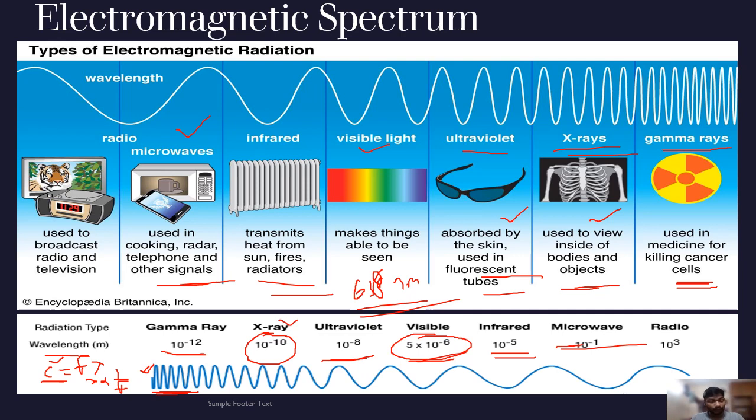And why it is used for broadcasting, that is important, because radio wave has high wavelength. It is not affected by different obstacles. So it is used for broadcast radio and television and also different satellite communication, they use radio waves.